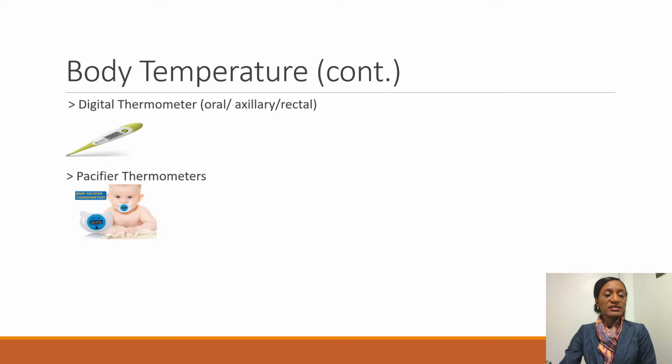The other one here is specific to infants, and it's the pacifier thermometer. Because we know all infants, or at least most of them in their young stages, like pacifiers, this pacifier thermometer would be easily used with infants, because they would think it's a regular pacifier and would be agreeable to put it in their mouth, and then it would be taking their temperature while soothing them at the same time.